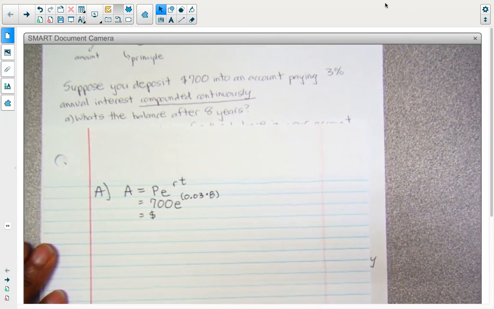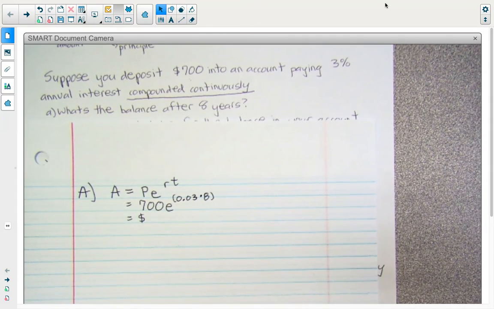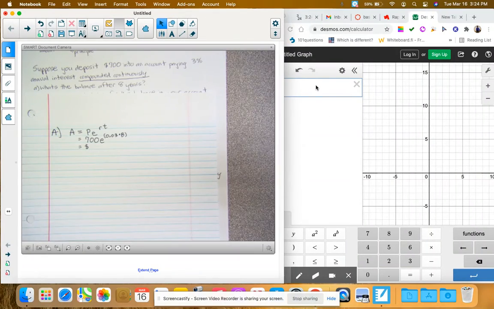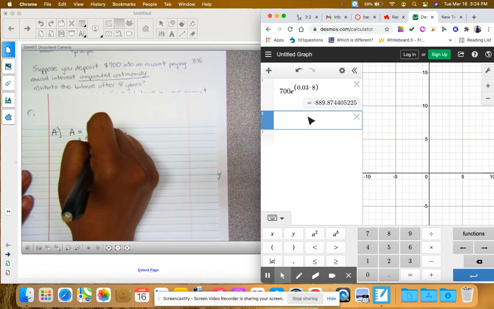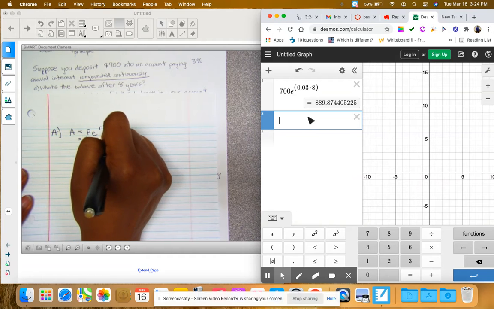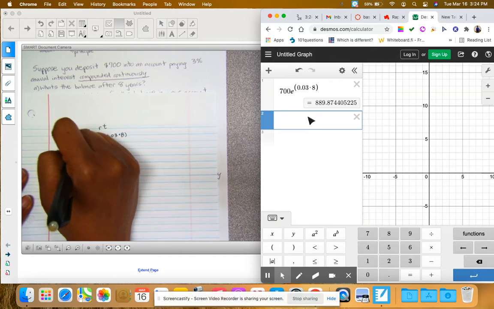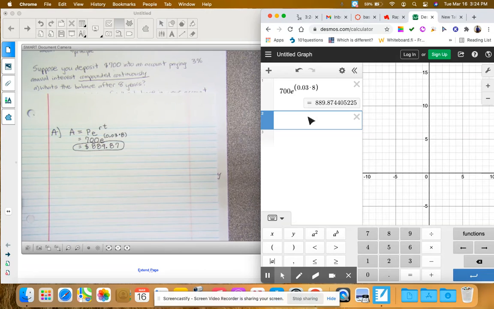We're going to go through and type this into Desmos and see what we get. So I'm going to type in 700 e, and my rate is 0.03, and after 8 years. So $889.87. And voila. So we started with $700 in the account, and it compounds continuously, meaning over and over and over again. This is how much that we're going to get.